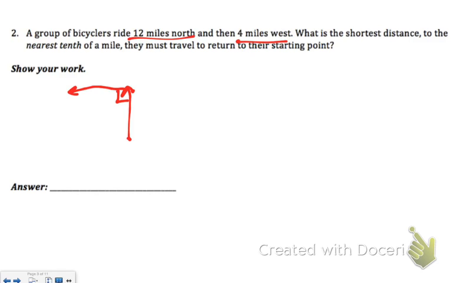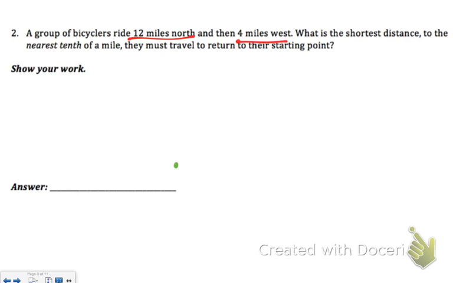The shortest distance, instead of going backwards, east and then south, would actually be for them to go diagonally. So we have our right triangle. Let's clean this up a little bit now that we know what it's going to look like.